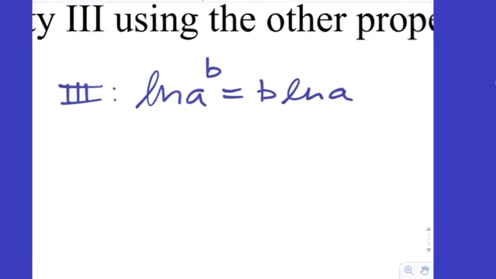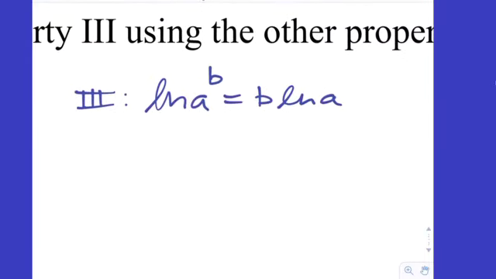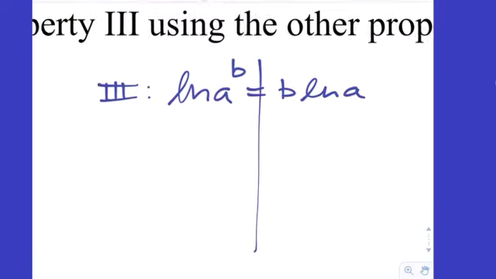It also says to prove property 3. So let's go ahead and revisit property 3. That was my favorite one, remember? That was the natural log of A to the Bth power equals B times the natural log of A. So I can use property 1 and property 2 and any other thing except property 3. All right, so I'm going to work on the left side. I'll draw the line first.